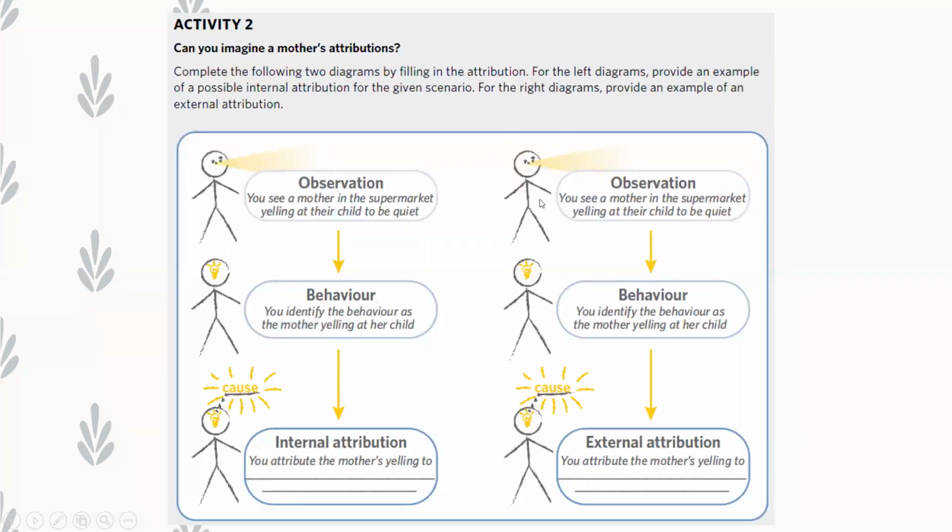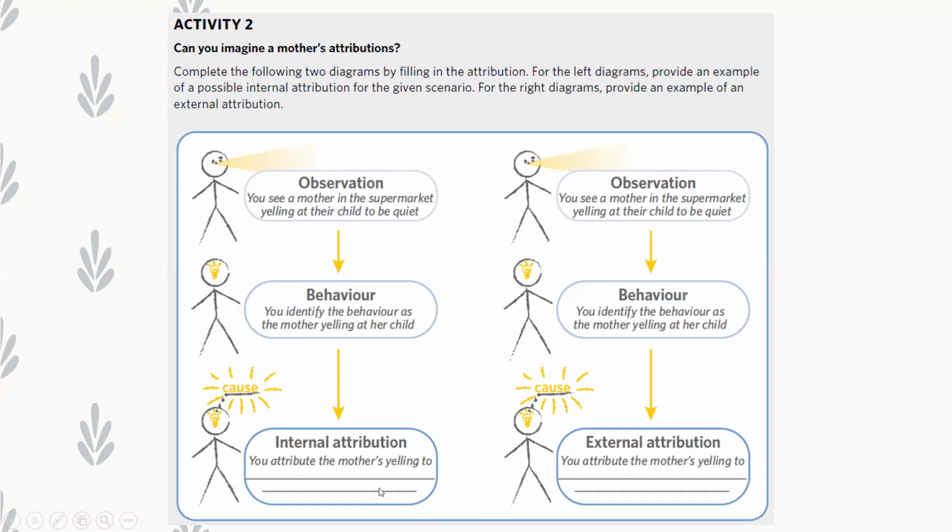Okay, this is a quick activity. It's the same scenario, same observation, same behavior, but I want you guys to think of 2 attributions here. So we'll just read through it together. The observation is you're at the supermarket, you see a mother yelling at their child in the supermarket to be quiet. So that's the same scenario for both. And obviously, when you see her yelling at her child to be quiet, you identify and you confirm that, yes, the behavior is the mother yelling at the child.